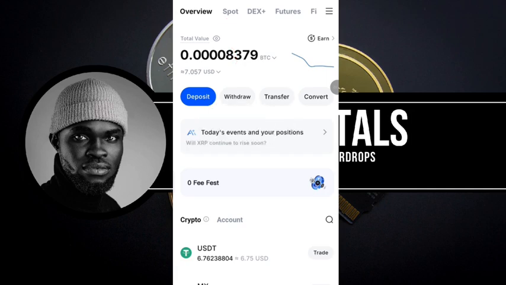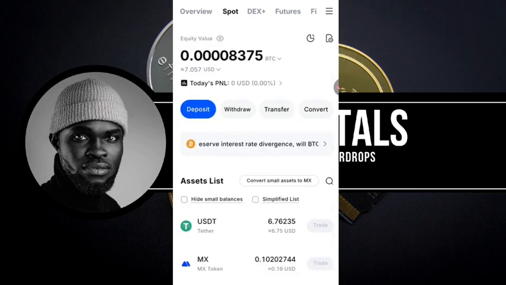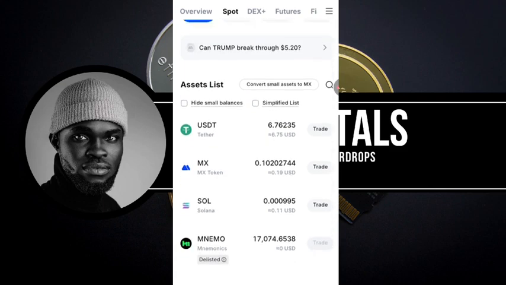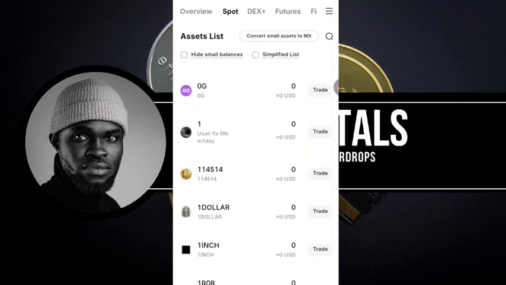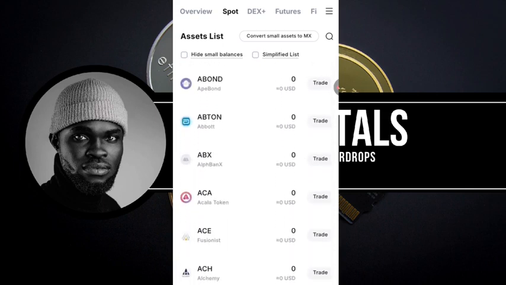When you click on spot, you are going to see the interface looking like this. On this part here, you can see the assets list. These are all of the assets that are on MEXC, including assets that you are holding. On MEXC you can see I'm holding $6 worth of USDT and just some fragments of some other tokens, while there are other assets that I am not holding.